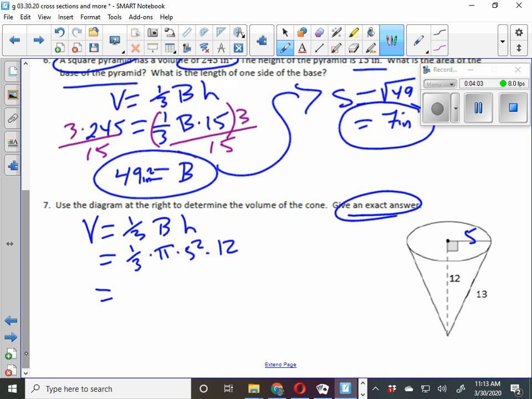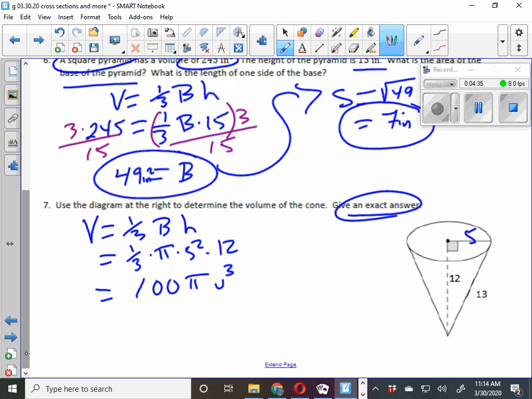That means you're not going to plug in pi to your calculator. What ends up happening here is you end up with 25 times 4, which is 100 pi. And this is going to be units cubed for our answer. So those are pretty straightforward in terms of where we're headed.